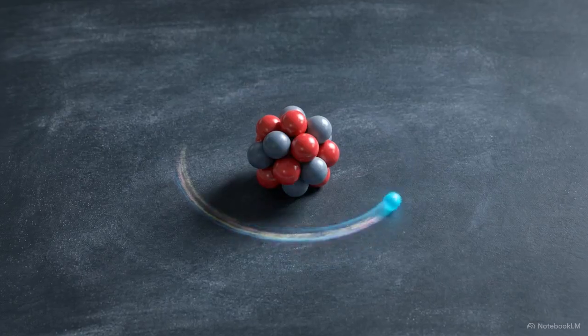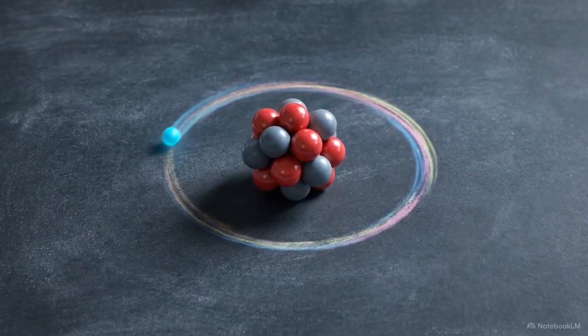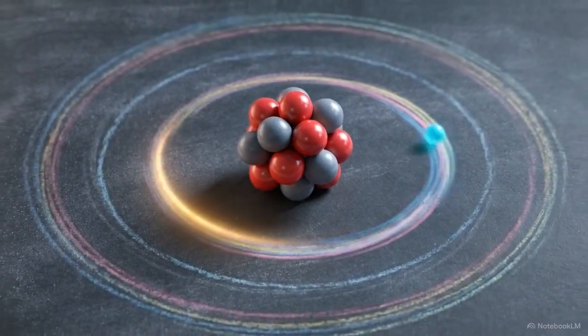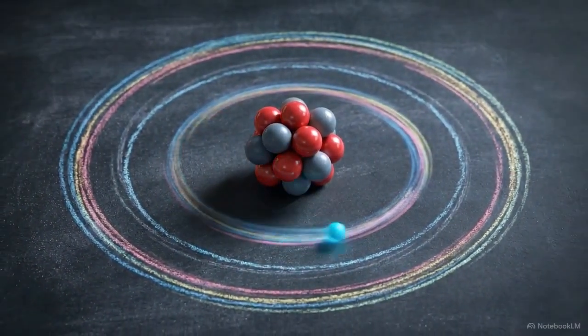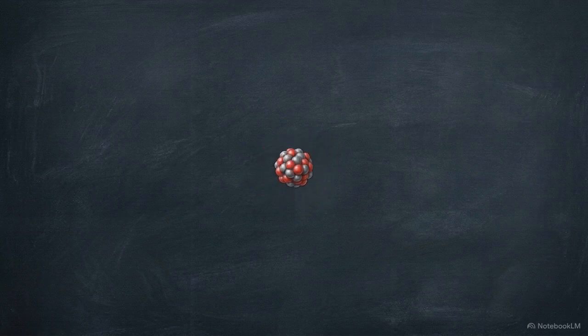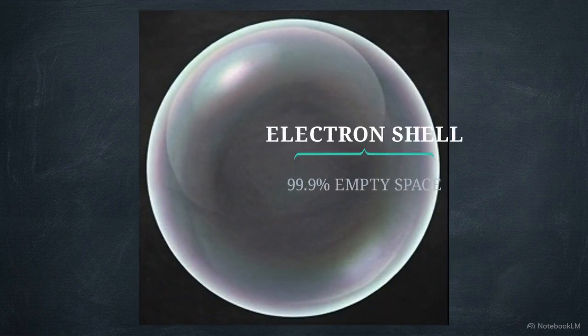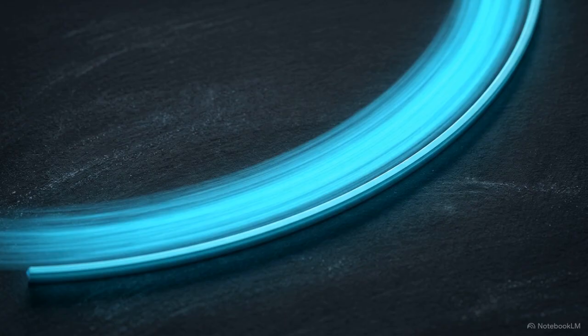As the electron approaches the nucleus, its kinetic energy increases. It maintains a velocity great enough to balance the inward pull, avoiding a collision. This state of equilibrium creates the electron shell, which accounts for the vast, mostly empty volume that makes up the bulk of the atom. The physical dimensions of an atom are determined by the kinetic energy of this lightest component.